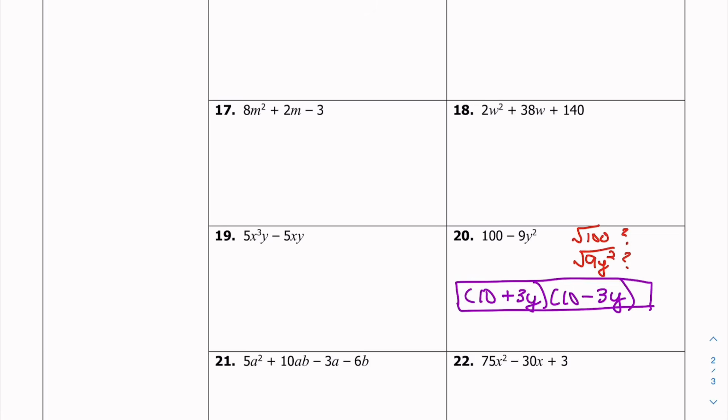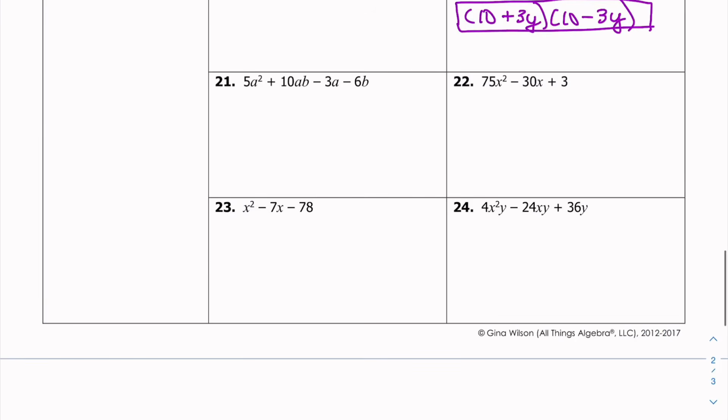All right, and then let's look at number 22. That will be our last one that we look at together. For number 22, we have 75x squared minus 30x plus 3. So greatest common factor, this one does have a greatest common factor, and that's 3. Take 3 out. And then inside the parentheses, we have 25x squared minus 10x plus 1.